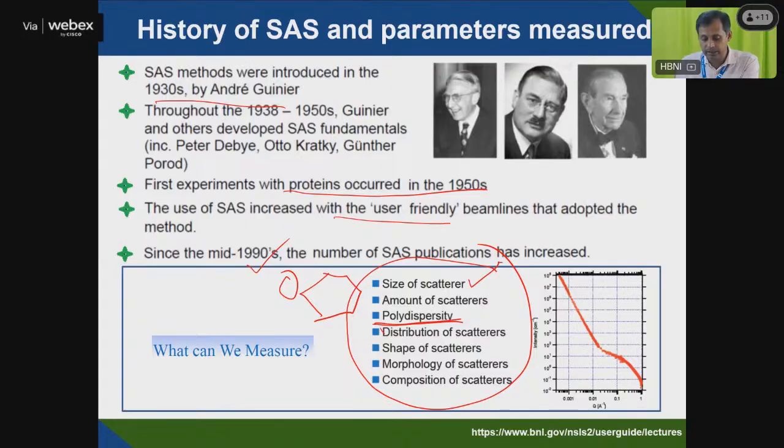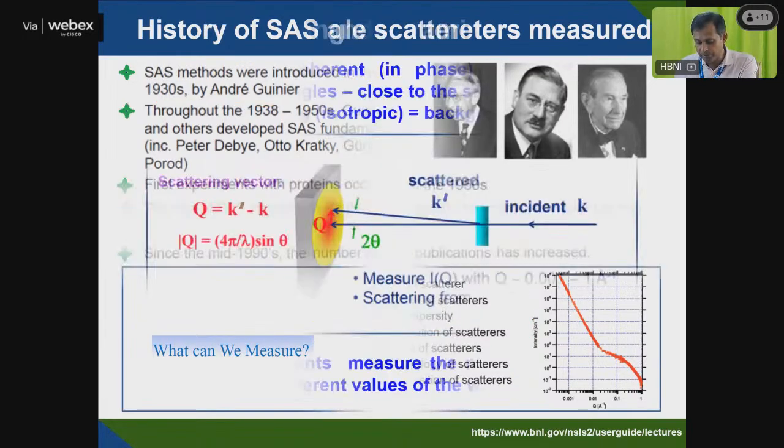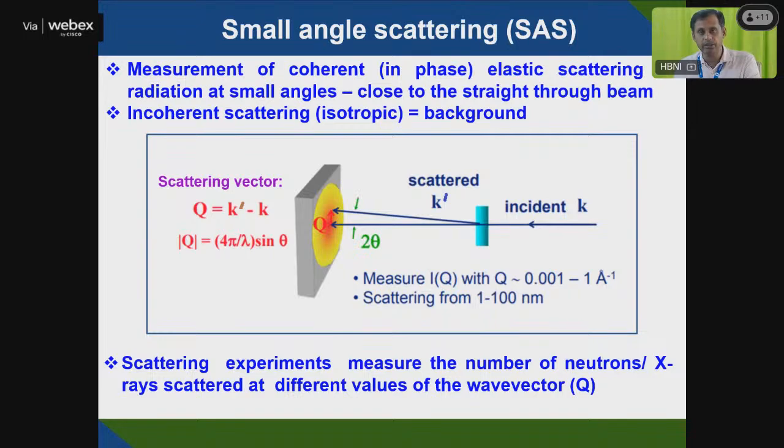So you will see it's a technique that gives a lot of information together. If you see the principle of small angle scattering, what you measure is the coherent elastic scattering of radiation at a very small angle. If you see this is your sample and this is your incident beam falling, you can see the scattering angle is very low. That is your theta, and this 2 theta is very low in this case.